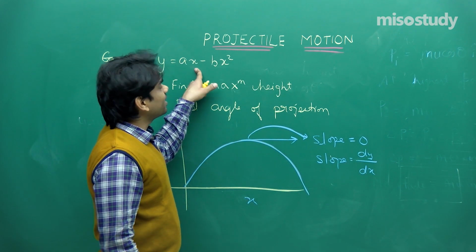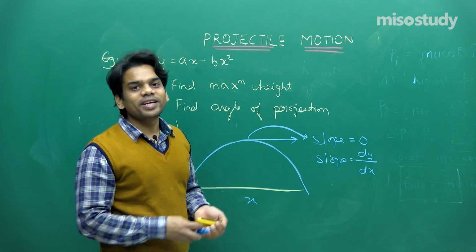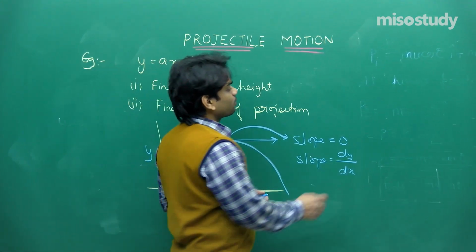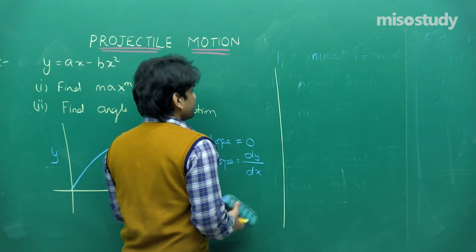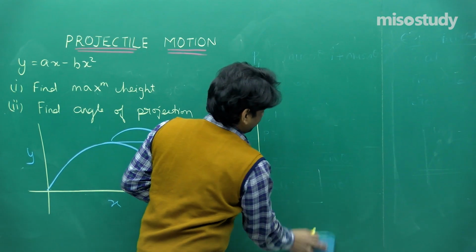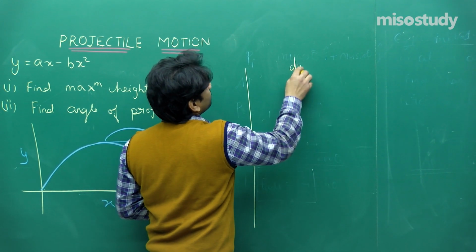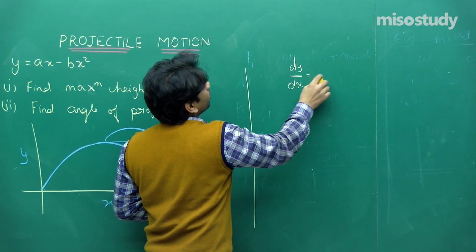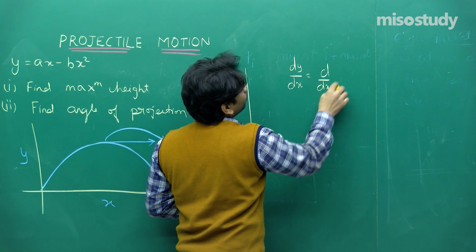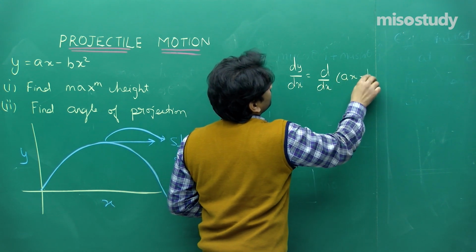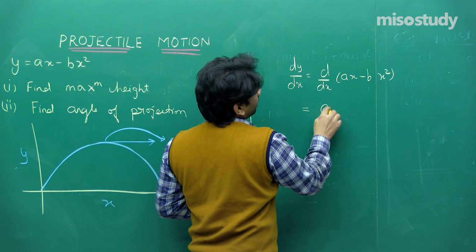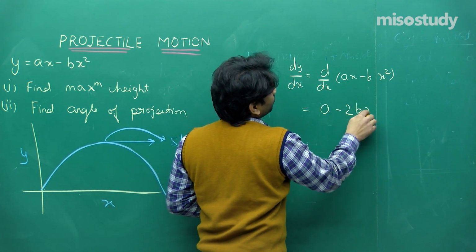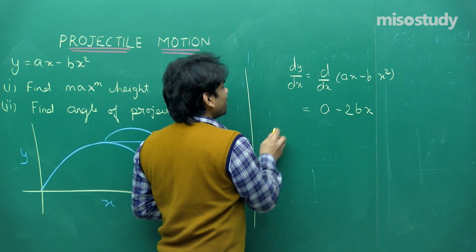So if we find dy by dx and then put it to 0, we will get the value of y at that point. You see here, let us find out dy by dx. dy by dx will be equal to d by dx of the equation ax minus bx square. From here, this will be a minus 2bx. Now substitute dy by dx as 0.